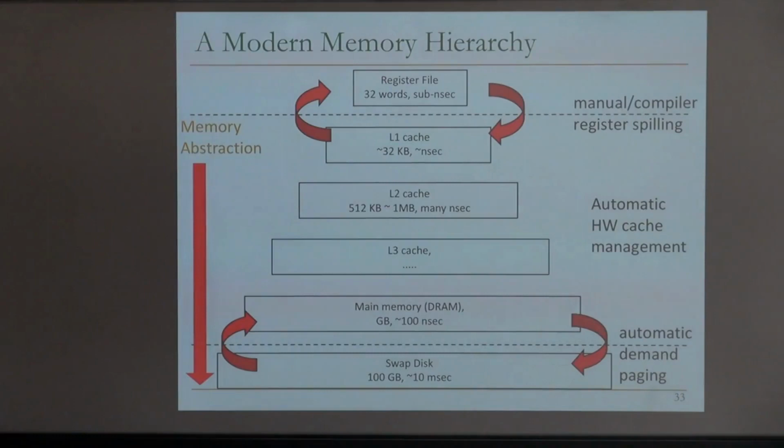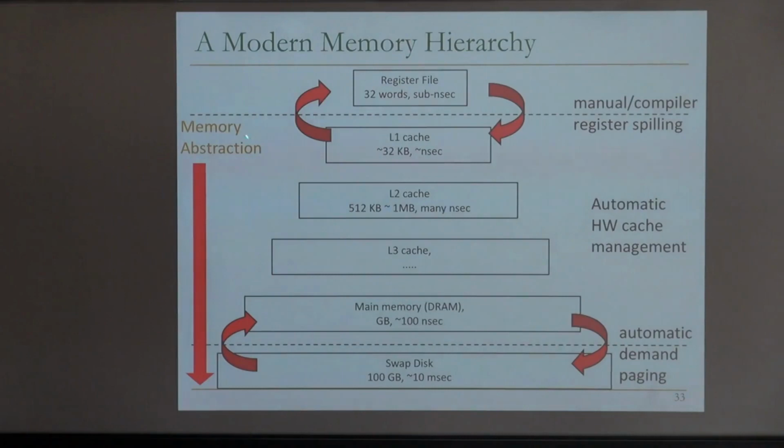Okay, so a modern memory hierarchy looks like this. As I said, the register file is part of it, but it's manually managed, compiler managed. There's an L1 cache, L2 cache, L3 cache, main memory, and you could keep adding, of course. And this is all automatically managed. There's also demand paging, the virtual memory management that kicks in over here.